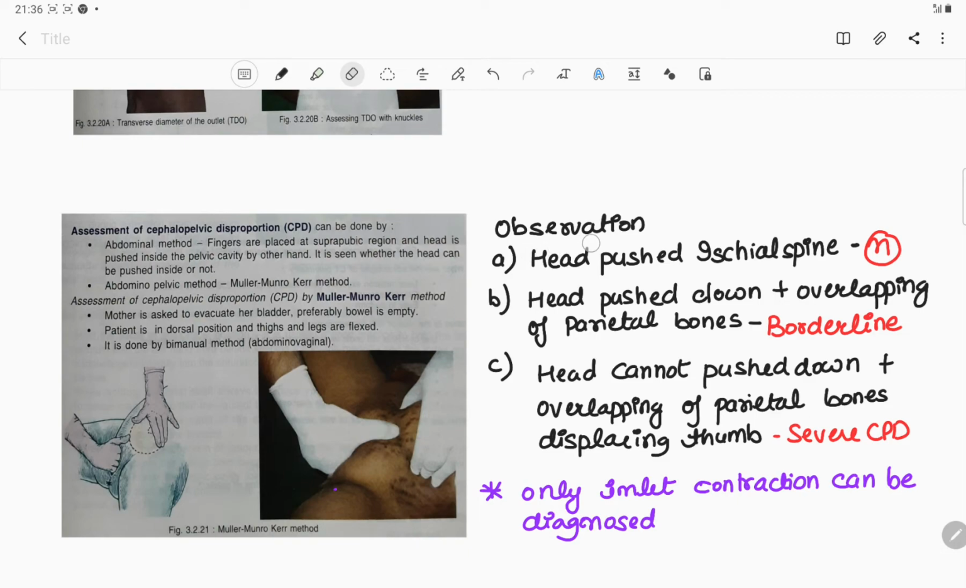Let's discuss the observation. If head is pushed till the level of ischial spine, means pelvis is normal. If head is pushed down but overlapping of parietal bones is there, means borderline pelvis. And if head can't be pushed and overlapping of parietal bone is there, displacing the thumb and pubic symphysis, it is called as severe cephalopelvic disproportion.